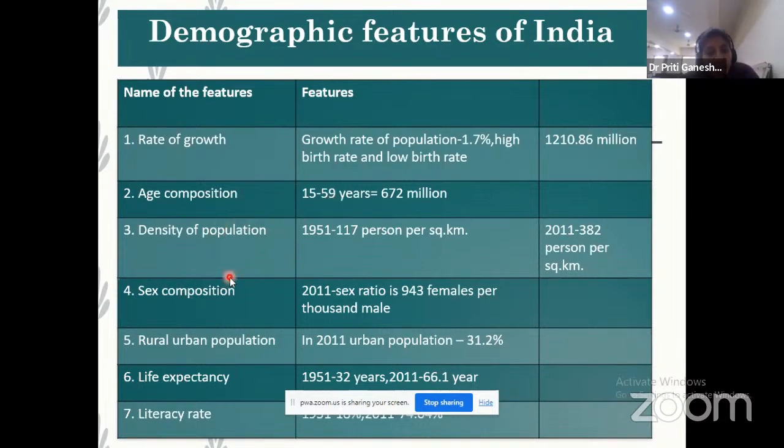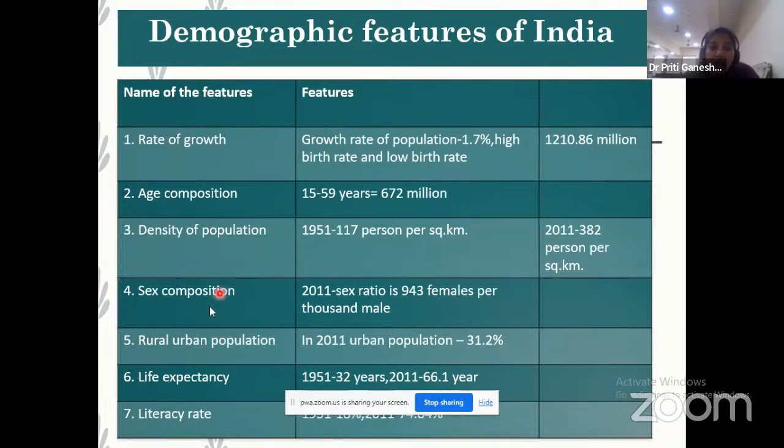Density of population, write in the third point: the number of people living per square kilometer area, that is density of population. So, as I have mentioned here, in 1951 the density of population is 117 persons living per square kilometer area, which has increased to 382. This way you have to mention. So this answer will definitely give you good marks if you present it point-wise, table-wise, and if you compare the data between years, it will definitely give you good marks.